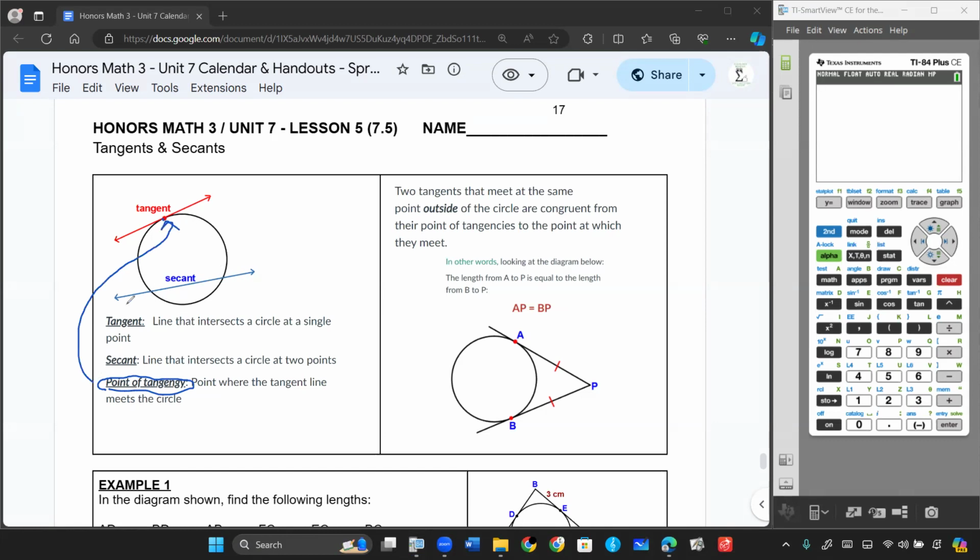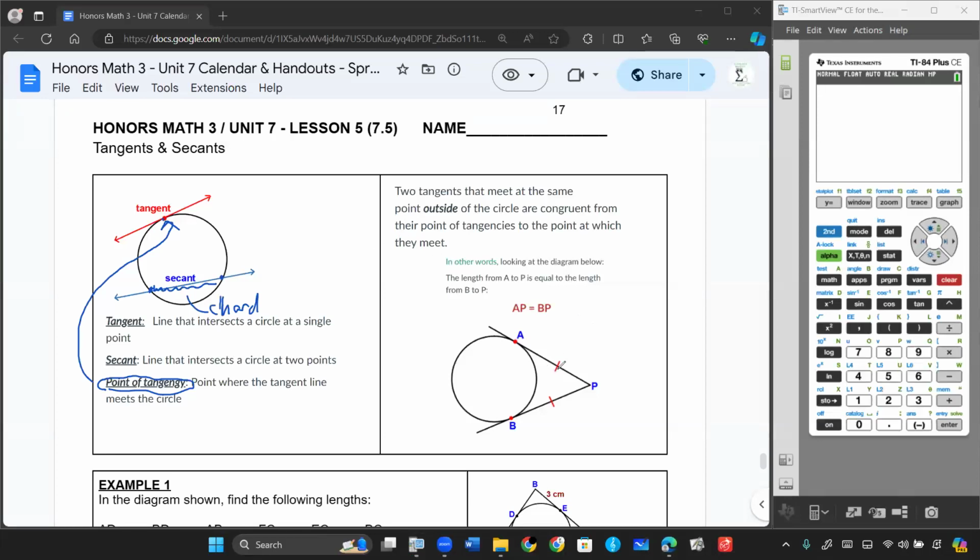A secant is a line that goes straight through the circle and hits it at 2 points. In fact, if you take the arrows off a secant and just focus on the part inside the circle, that's also a chord, if you're curious. So those are just terminologies. We're going to look at a few different rules based off of tangents and secants today.